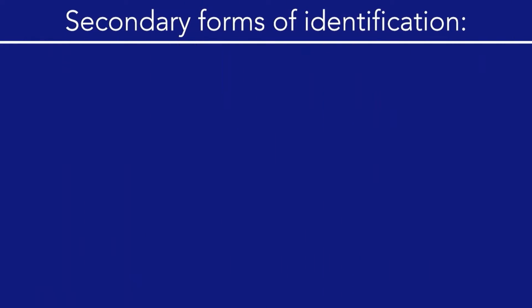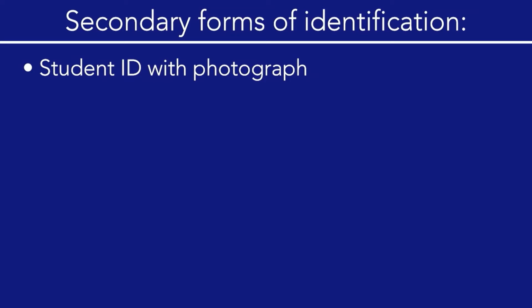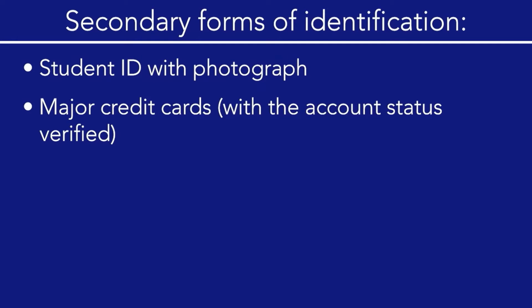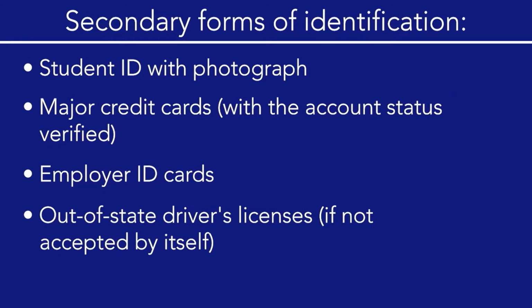Some secondary forms of identification require supporting documentation. These include a student ID card with a photograph, a major credit card with the account status verified, an employer ID card, an out-of-state driver's license, if not accepted by itself, or a current utility bill from the customer's place of residence. Make sure you know the forms of identification required by your institution's CIP procedures.